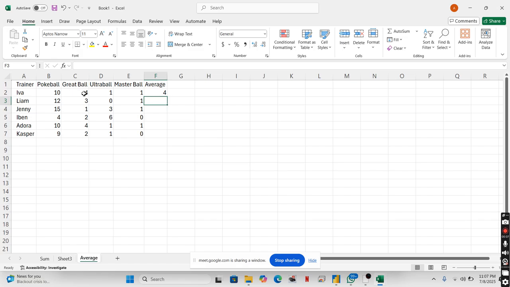How did we get 4? 10 plus 4, 14. 14 plus 1, 15. 15 plus 1, 16. 16 divided by all the numbers is what? 4. 4 times 4 is what? 16. That's how we got 4. If I say equals to average for this one too. So let me teach you one trick.